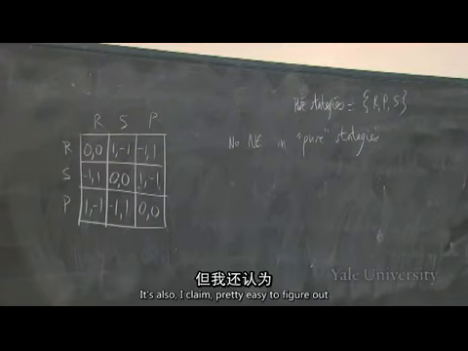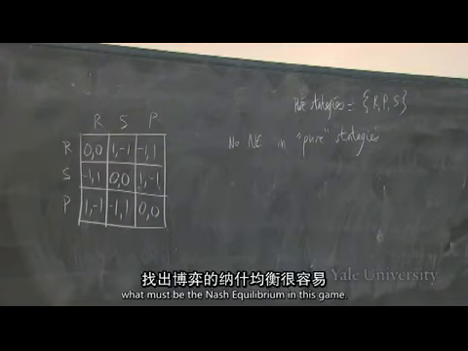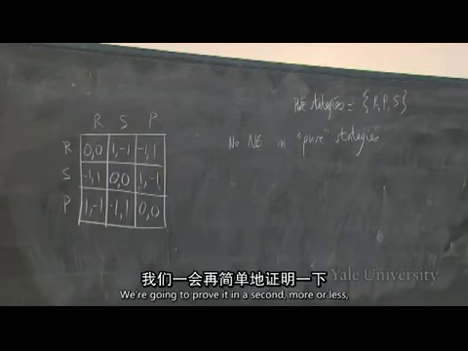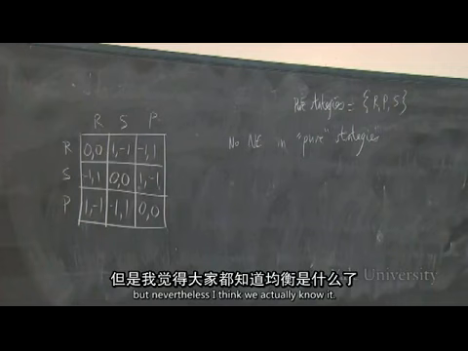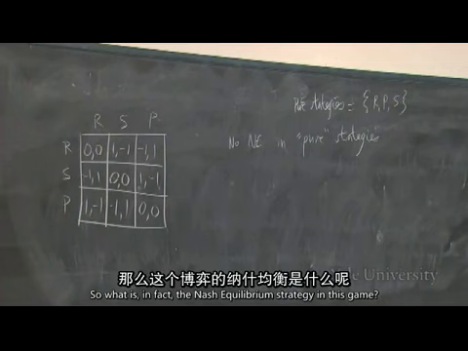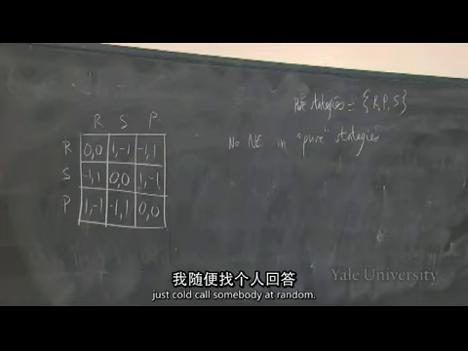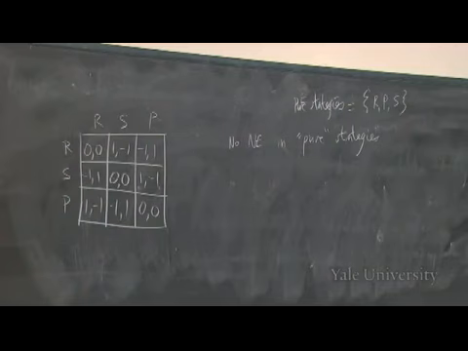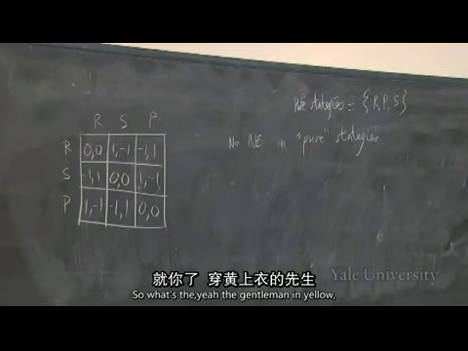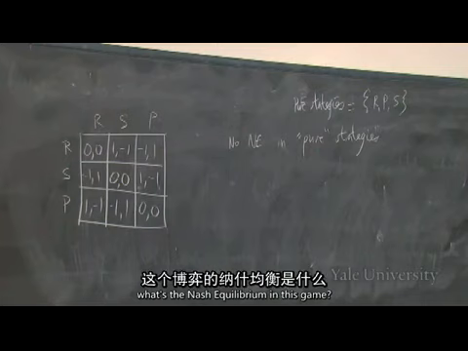It's also, I claim, pretty easy to figure out what must be the Nash equilibrium in this game. We're going to prove it in a second, more or less, but nevertheless, I think we actually know it. So what is, in fact, the Nash equilibrium strategy in this game? We can probably cold call somebody. Rahul, do you want to cold call somebody at random? I'm sure they all know it, so just cold call somebody. So the gentleman in yellow, what's the Nash equilibrium in this game?